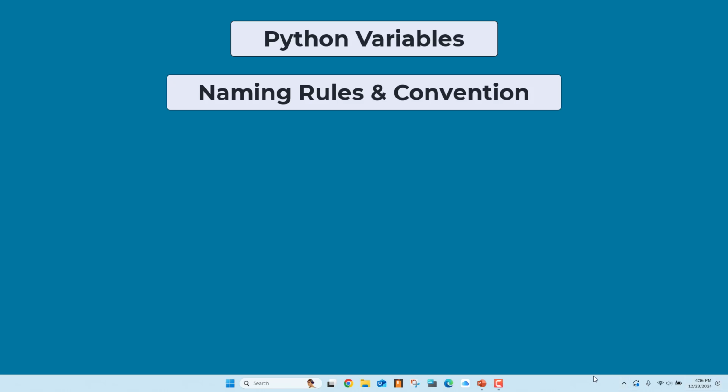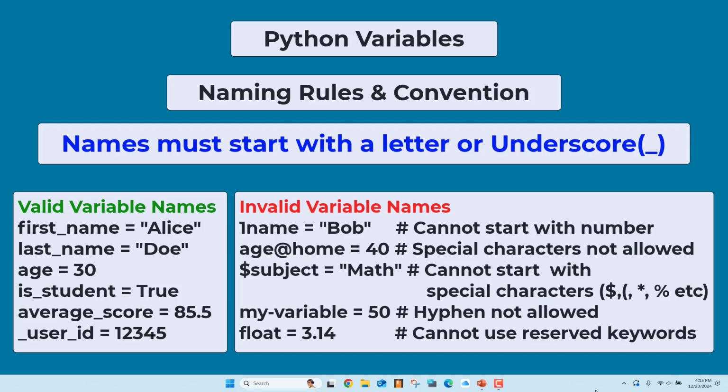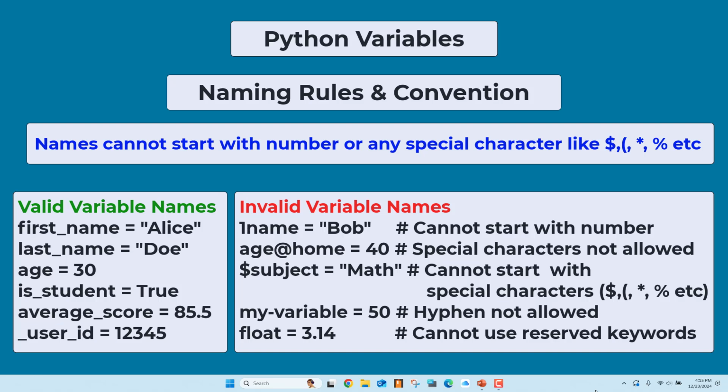There are certain rules which should be followed while naming a Python variable. Some of these are hard rules that must be followed, otherwise your program will not work. Others are known as conventions. This means they are more like suggestions. Variable names must start with a letter or underscore character. Variable names cannot start with a number or any special character like dollar, percent, star, etc.